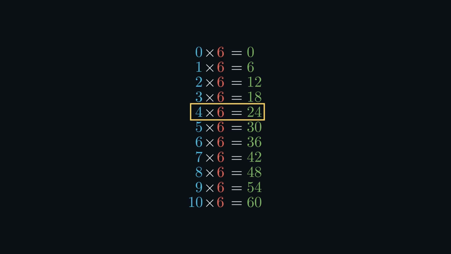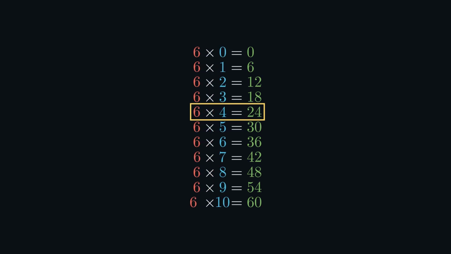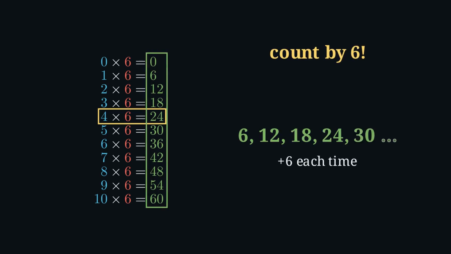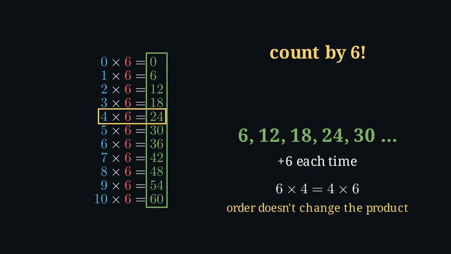6 times 0, 6 times 1, it's the same table. The answers don't change. You count by 6, each answer is just 6 more than the one before. And swapping the two factors never changes the product. 4 times 6 equals 6 times 4.